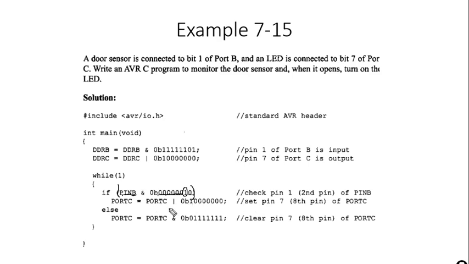set pin 7 of port C, which has an LED. Here too we are just modifying only the selected bit. We are not setting the whole port. Some students also make this mistake. They may write the expression PORTC is equal to 0b10000000.